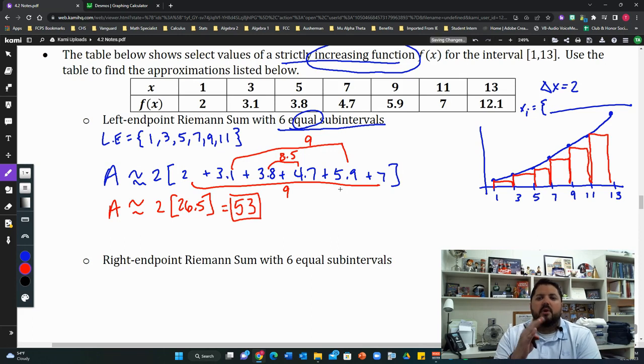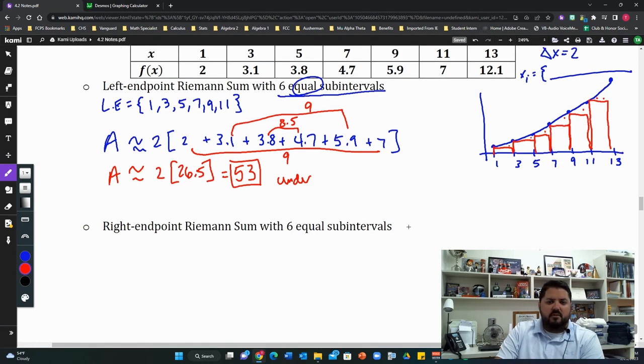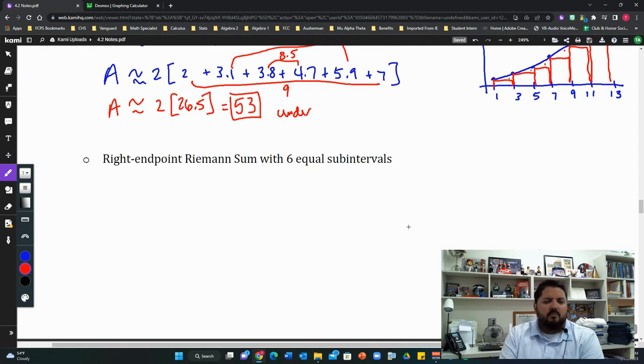So left endpoint on a strictly increasing function, I've already sketched out my rectangles. You guys can see there is extra space under here not accounted for. So this has to be my under approximation, which means when I go to do the right endpoint, I better get something bigger than 53. So for right endpoints, that list would be all values of x except for my a value. So that would be 3, 5, and so on, all the way up to 13.